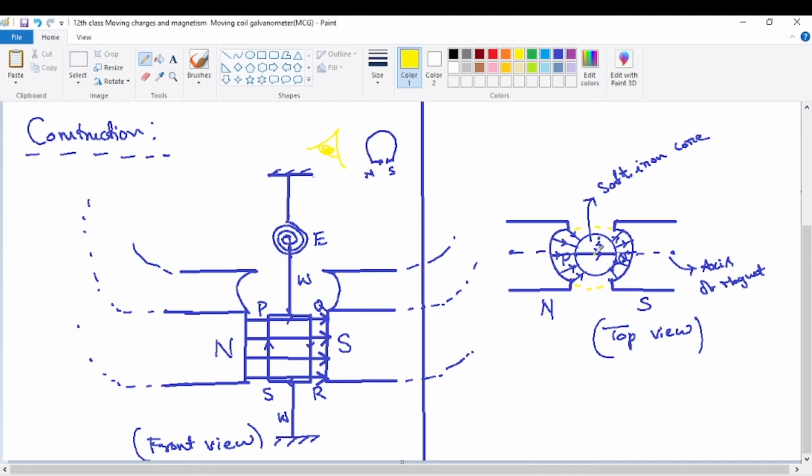Then this will be the center of the circle. Now what is the distance between any point on the circle and the center? This distance I'm showing using the same yellow color. This will be the radius. Now here see the magnetic lines of force.